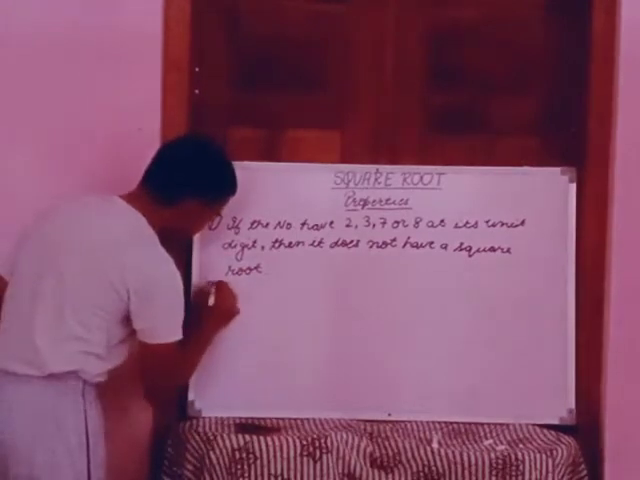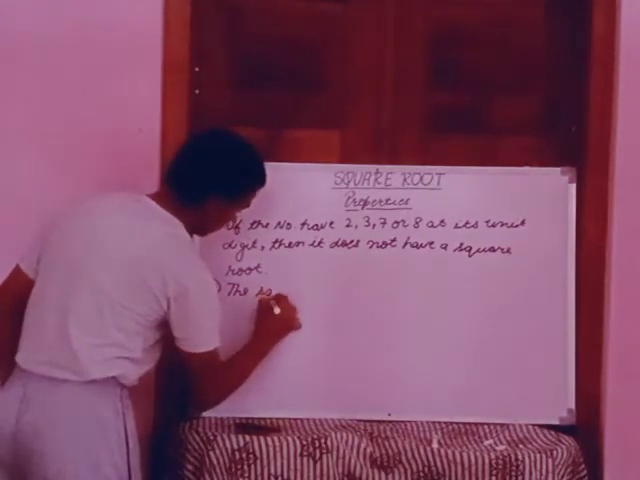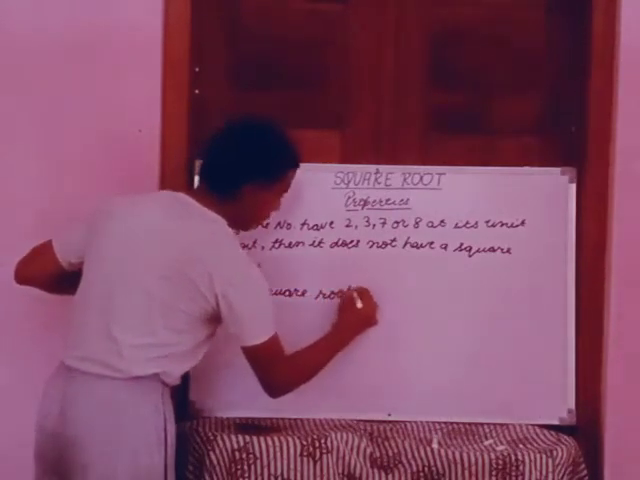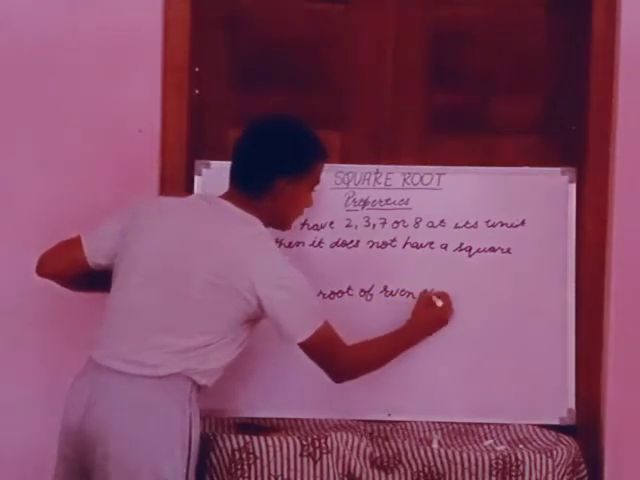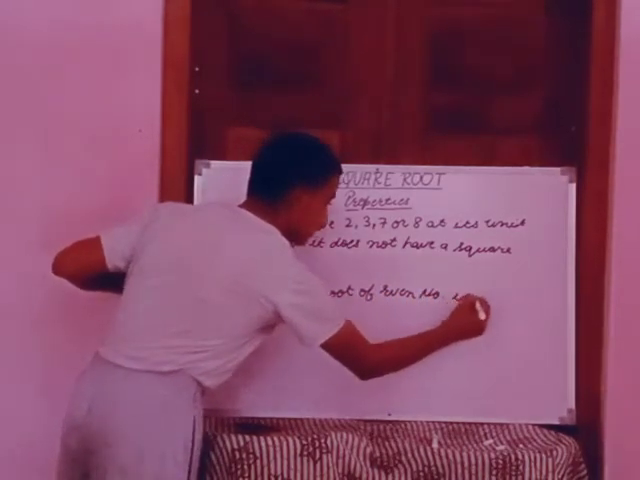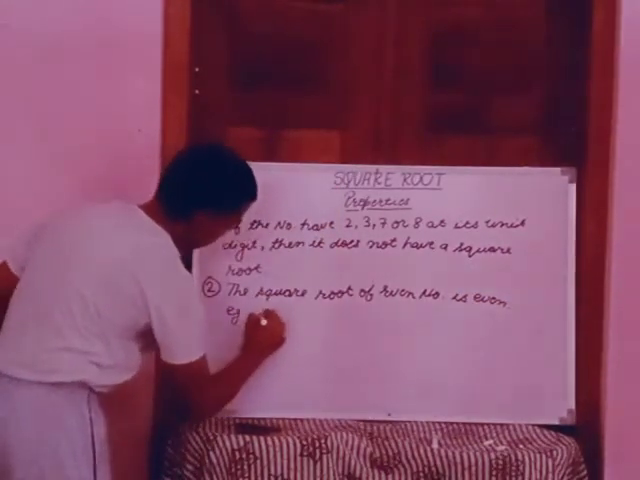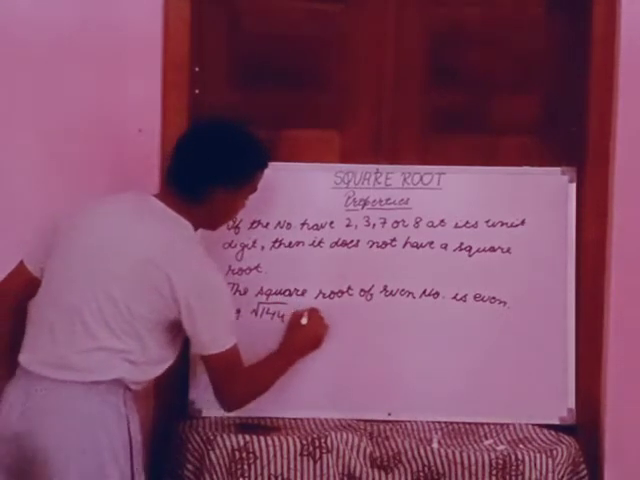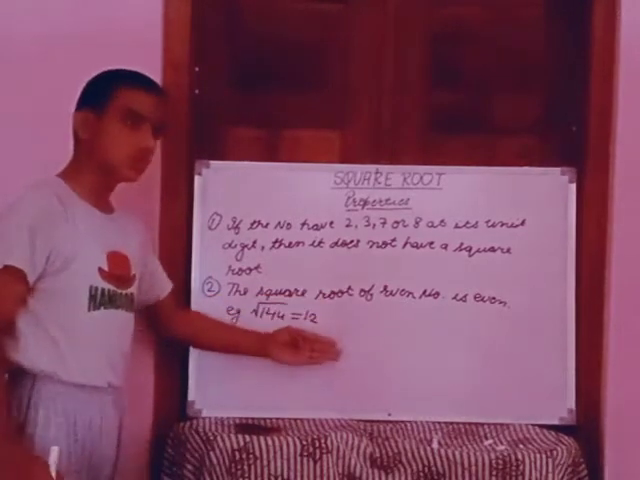Our second property is this. The square root of an even number is even. Like the square root of 144 is 12. Here the number 144 was even and its square root was also even.